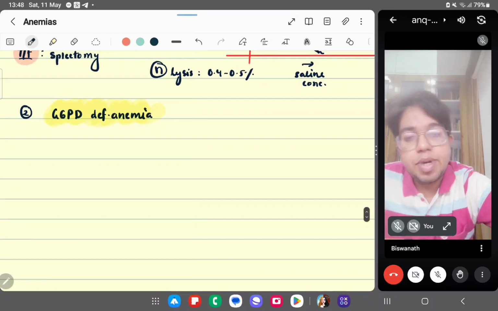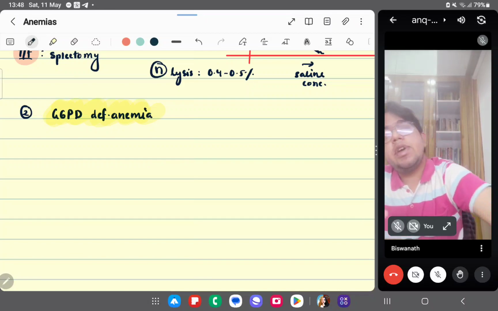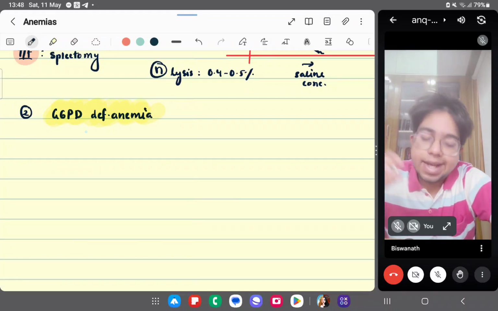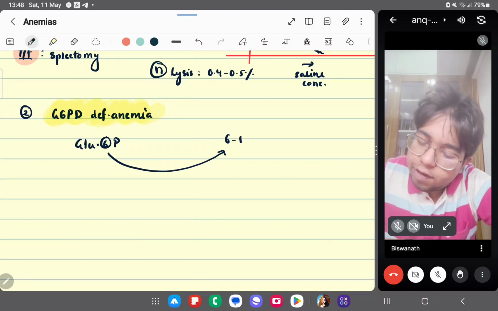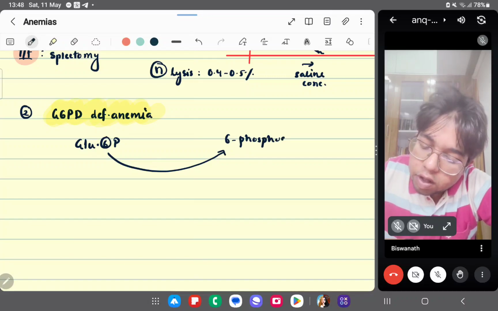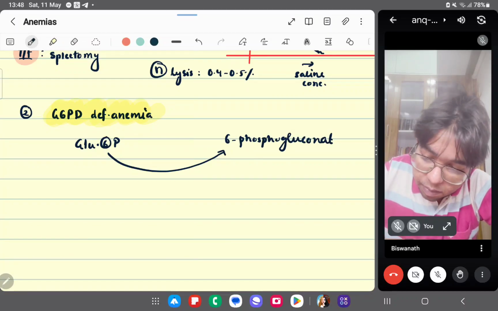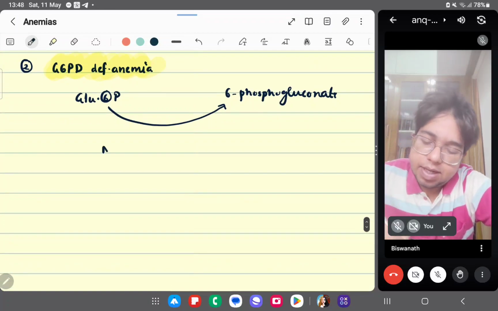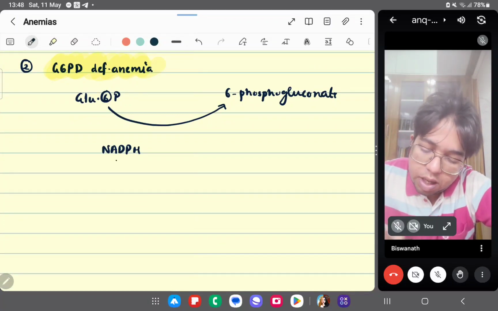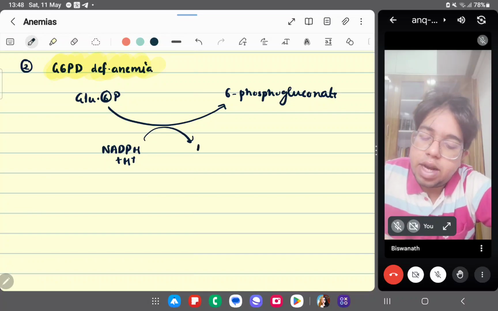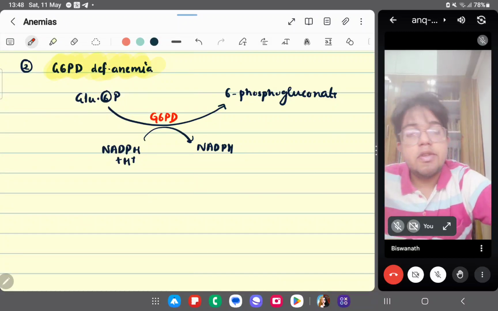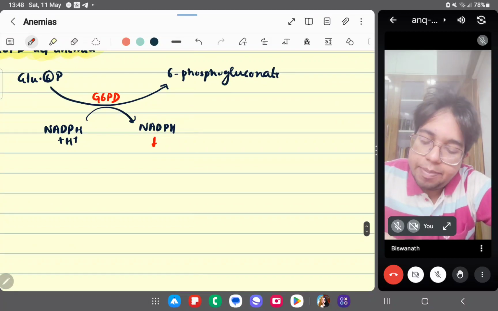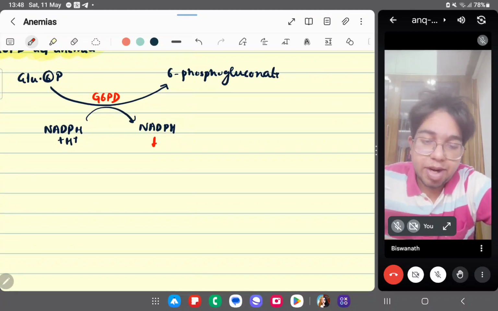Do you know about G6PD? If you have read the HMP pathway, there is a step where glucose 6 phosphate is converted into 6 phosphogluconate, and NADP+ is converted into NADPH. Here we require the enzyme G6PD, and this NADPH is recycling the glutathione peroxidase.